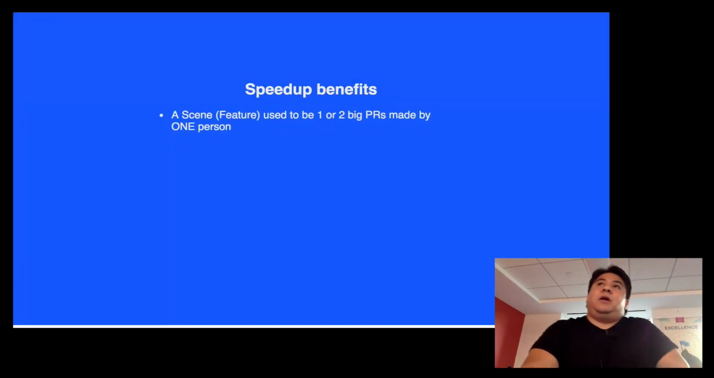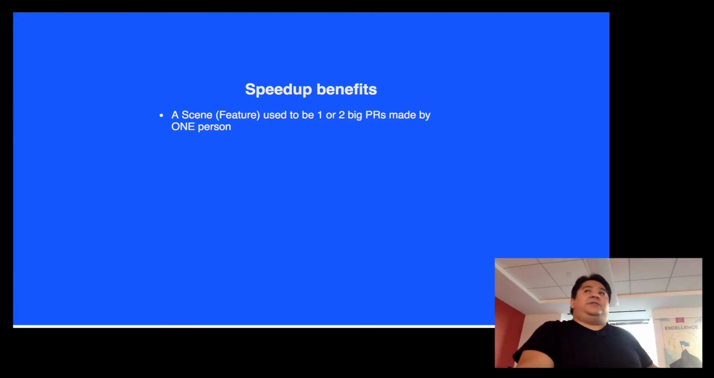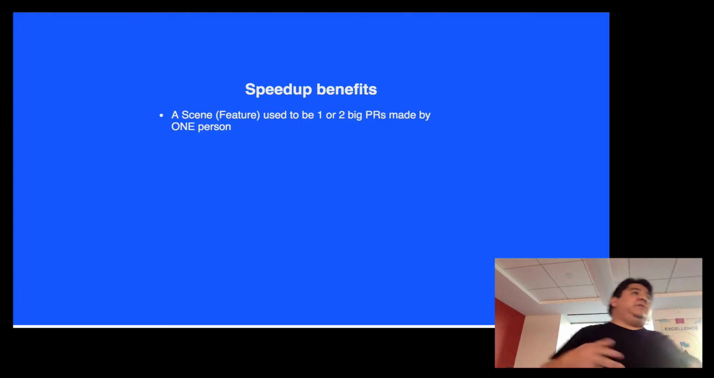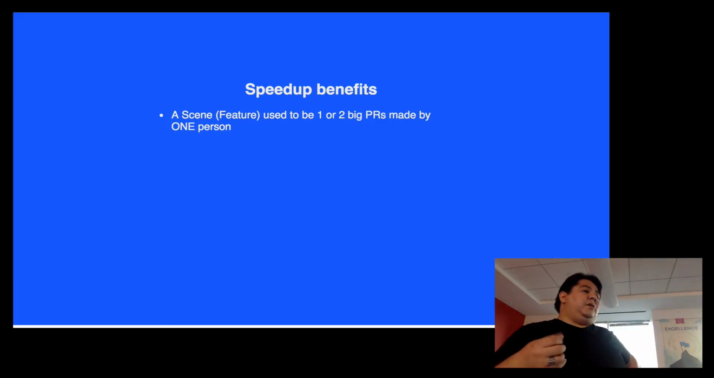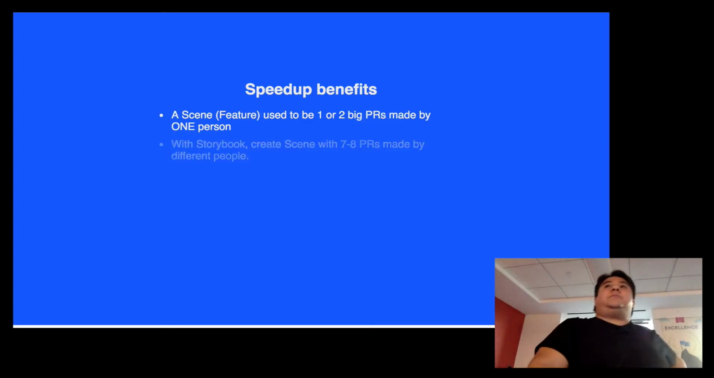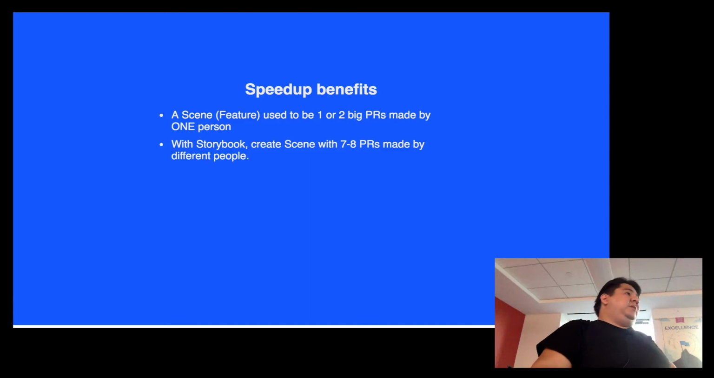So what were the speed up benefits? A scene or an entire feature used to be 1 or 2 big PRs made by one person, which were really big and hard to review. And now that we have Storybook, we can create a scene with 7, 8 PRs made by entirely different people, and those PRs are smaller and easier to review.